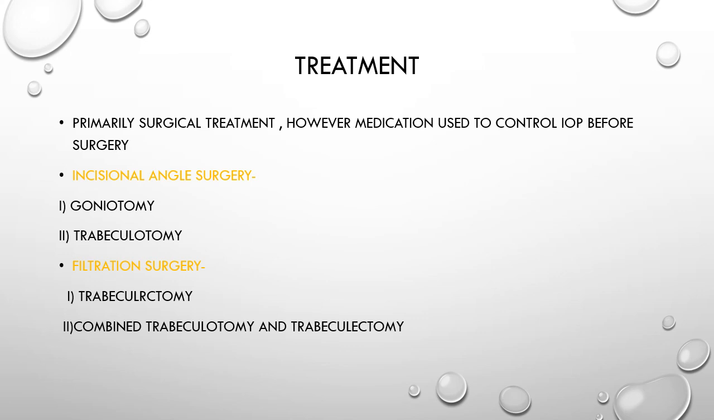Whereas trabeculectomy, again the puncturing of this trabecular meshwork, is a filtration surgery where we are making the proper channel between the anterior and the posterior chamber by making an opening at the trabecular meshwork. We call it a trabeculectomy. So they can be combined. Trabeculotomy is just making the opening, whereas trabeculectomy is where you are excising part of the trabecular meshwork. So these are the treatments of congenital glaucoma.